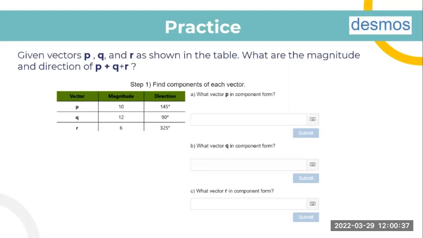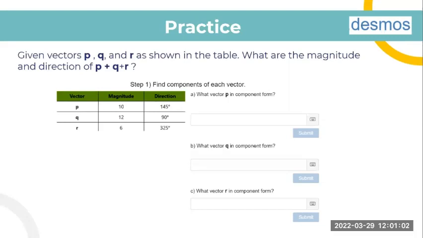It doesn't matter if we're adding 2 vectors, 3 vectors, or 100 vectors, which if you were using vectors in applications in physics or engineering, you could have 100 or more vectors that are being combined. So thankfully for us, we're only going to do examples with 2 vectors or 3 vectors.